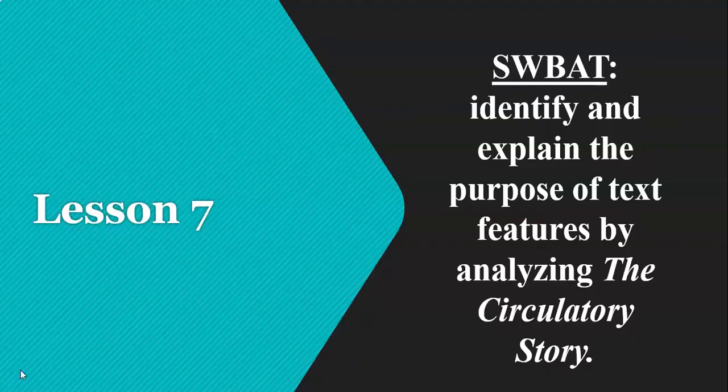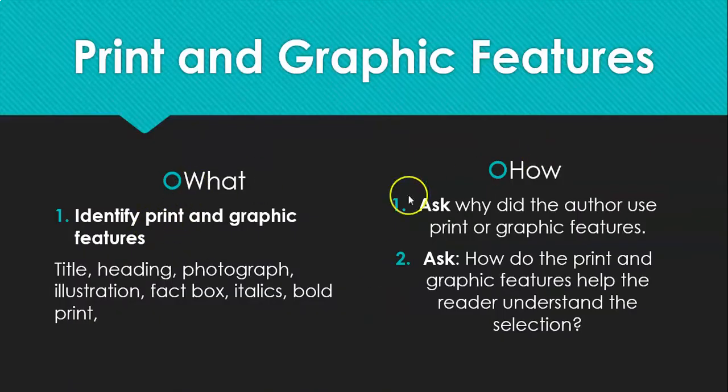Okay, boys and girls, so today we are on lesson 7. Students will be able to identify and explain the purpose of text features by analyzing the circulatory story. You heard that right, boys and girls. We're going to start reading a new text, and I am sure you're going to love it. So today we're going to be talking all about text features. So the what and the how.